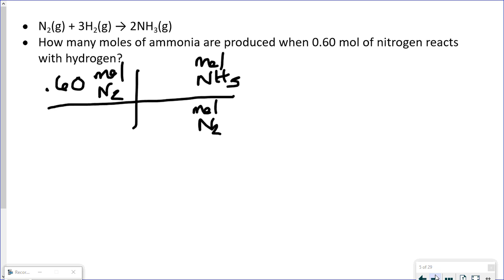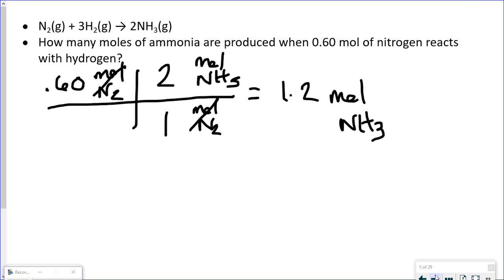Based off of our coefficients, there are 2 moles of ammonia in the reaction to 1 mole of nitrogen. That will cancel out our unit of moles of nitrogen, leaving us with moles of ammonia. So we're ready to calculate. Since both numbers are above the line, we're going to multiply them. So 0.6 times 2. And remember, in terms of sig figs, our original number had 2 digits, so our answer should have 2 digits. So it's going to be 1.2 moles of ammonia.